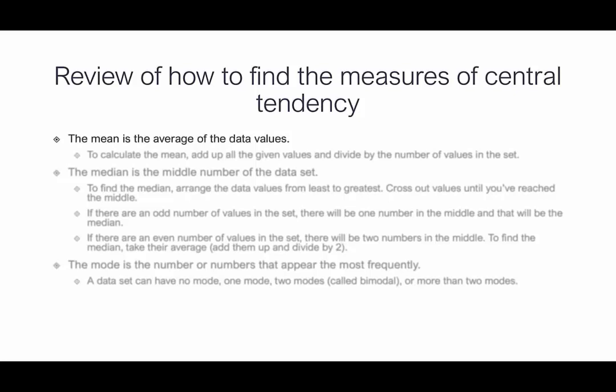To calculate the mean, that means we're finding the average of the data values. To do this, we will add up all the given values and divide by the number of values in the set. The median is the middle number of the data set.